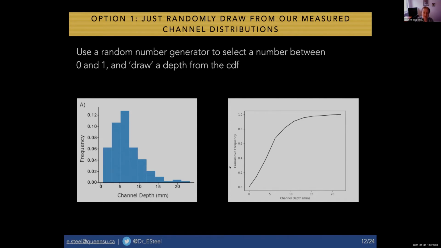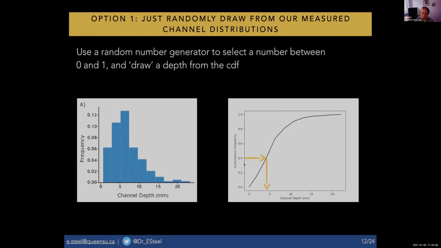What we can do is use a random number generator, which you can find in Python and MATLAB and all sorts of places, to select a number between 0 and 1. So if the random number generator pulls out 0.4, we take it over to where that curve is and then find the corresponding channel depth, which is 4. Then we would say that this channel probably has a depth of about 4 millimeters. This is a method called an inverse CDF.